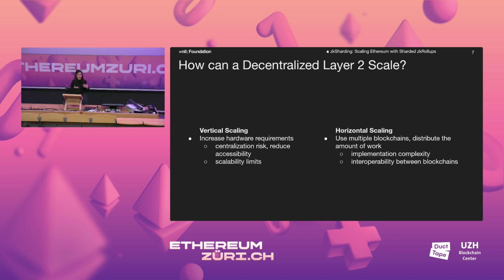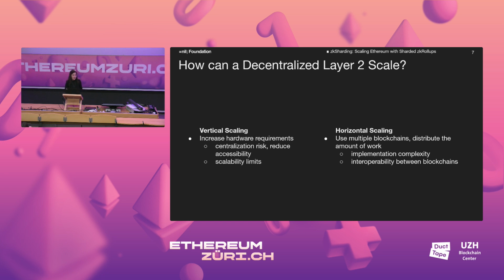So when you want to scale, you just want to increase the number of computations per second. And vertical scaling just says that, okay, let's increase the hardware requirements of validators. So we have just a single blockchain, and the validators will increase their hardware in order to do much faster computation. That definitely increases the throughput, but there is a centralization risk because it reduces the accessibility. Not everyone can be a validator, and the number of validators will be very limited. And it's not going to be really permissionless.